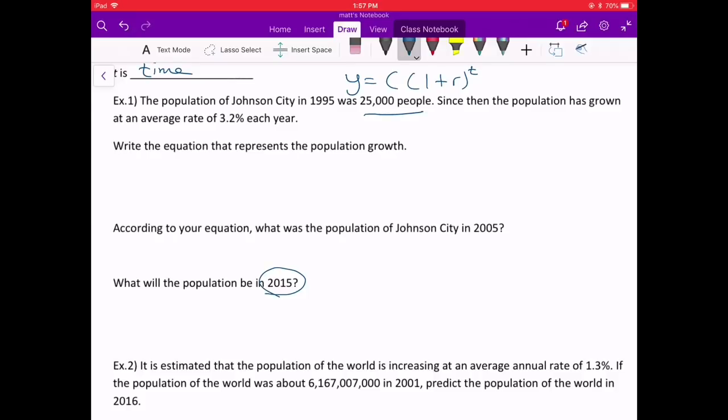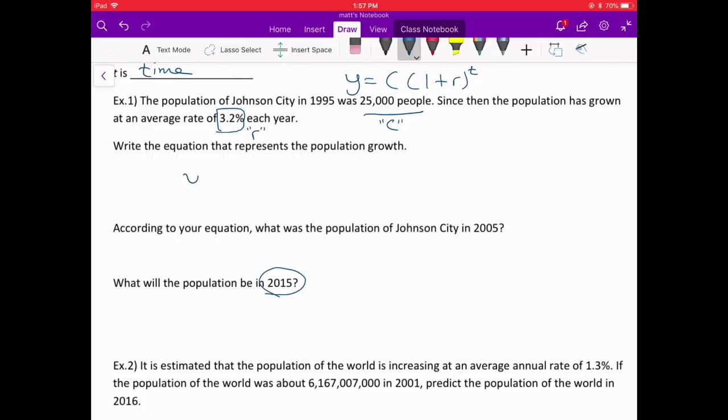So that means 25,000 was our initial amount, or our C value. Then it gives you an average rate of 3.2% per year. That's going to be our R percentage. So we're going to have to turn that into a decimal eventually. And you got to do some math on your own. 1995 to 2015 is 20 years. So eventually I'll have to put in 20 for that time, not for the model, but when we do a specific scenario. All right, so here we go. Let's go ahead and fill it out.